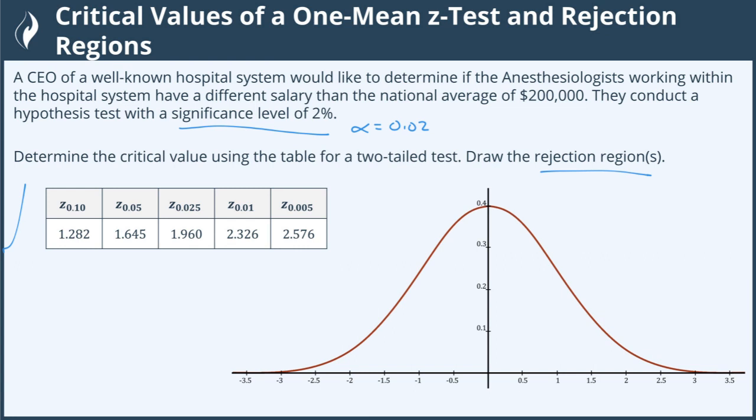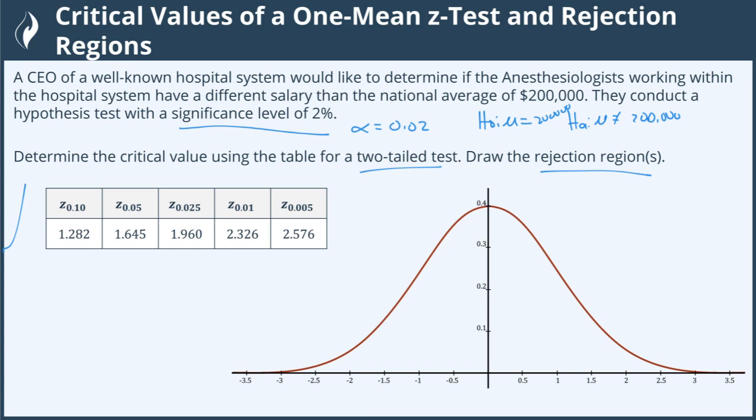They tell us that it's two-tailed, but if we didn't know that, I would look for the claim. And I always like to write my claim, my null and my alternative. I always like to do that. And I look for the claim. He wants to determine something. He wants to determine if the anesthesiologists working within the hospital system have a different salary than the national average. So, is the salary the same or is it different? So is it equal to or is it not equal to the 200,000? I'm not going to write it. Well, I didn't have space for it.